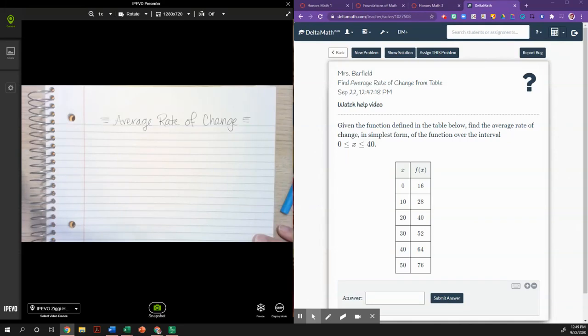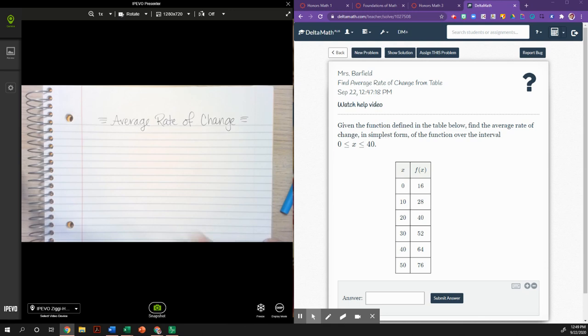All right, you guys. So, welcome to average rate of change. We're going to be spending a couple of days on this topic, just to make sure that we really have a strong grasp on what is happening with it, because average rate of change is so important. Now, you secretly already know what average rate of change is.